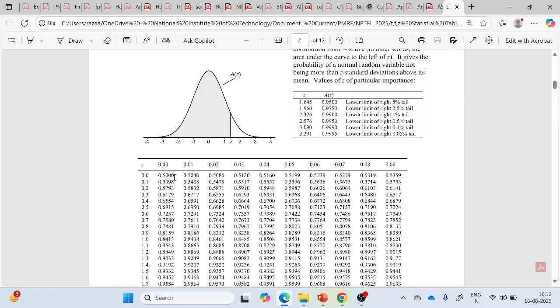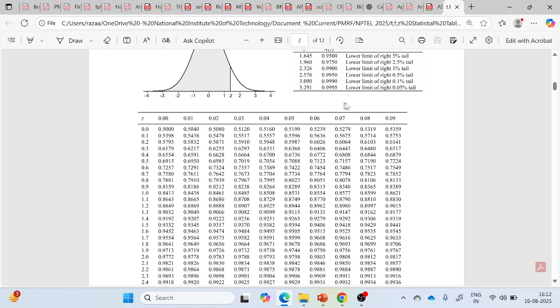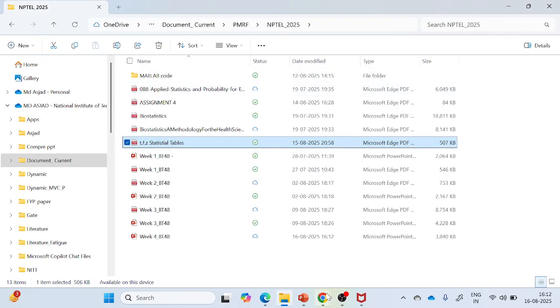So here we can see, for the corresponding z point one, what is the value after that point. From here we can see the values. Once we solve the problem, I will show you how it came and how it will come.